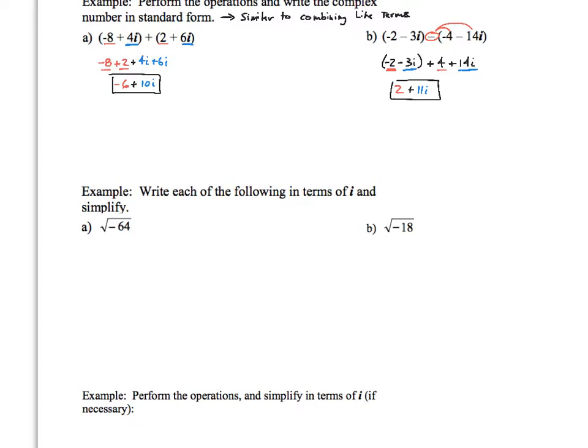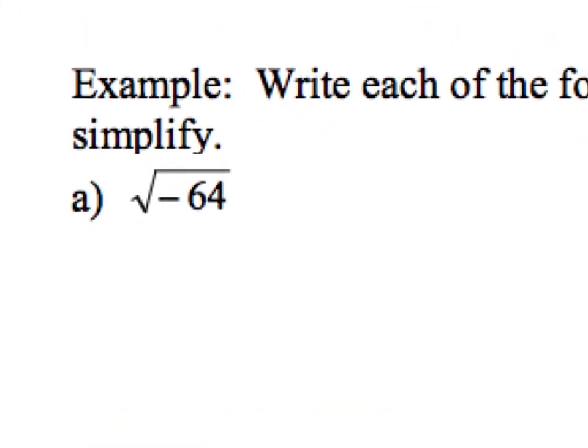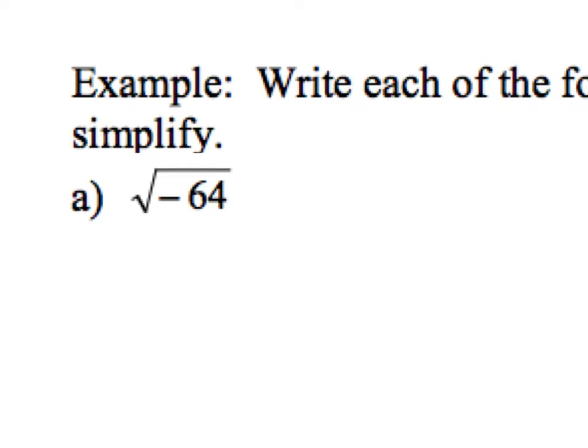Okay, now let's go back through and simplify each of these and put them in terms of i. When you have the square root of a negative number, in the past we couldn't do that. Guess what? Now we can. Let's first do this, and here's why this works. If I take the square root of negative 64, I can split that up into the square root of negative 1 times 64.